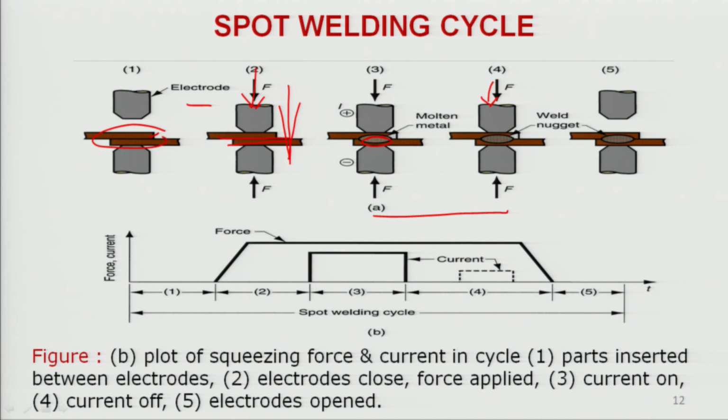Then the weld nugget is formed, which, depending on the size, may be 3 mm to 12 mm. You can see the diagram here, force versus current, the spot welding cycle, and you can easily make out that the current is applied for a prolonged time and the pressure is there. So, this diagram is self explanatory.